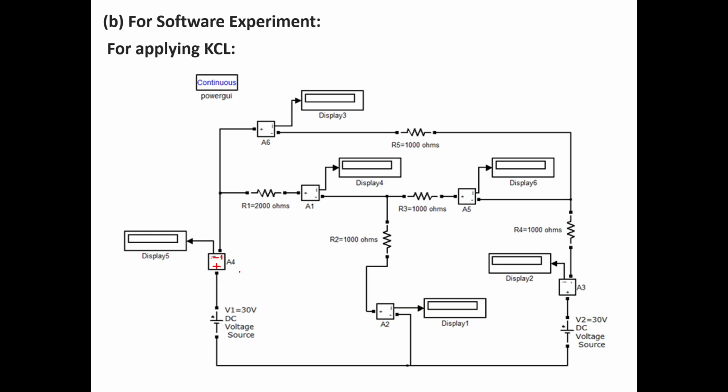This is current measurement. To the I terminal of current measurement, a display should be connected. So whatever current that is coming out of this source, which is measured by this current measurement, will be displayed in this display. Similarly, in series to 2000 ohms, a current measurement has been connected.